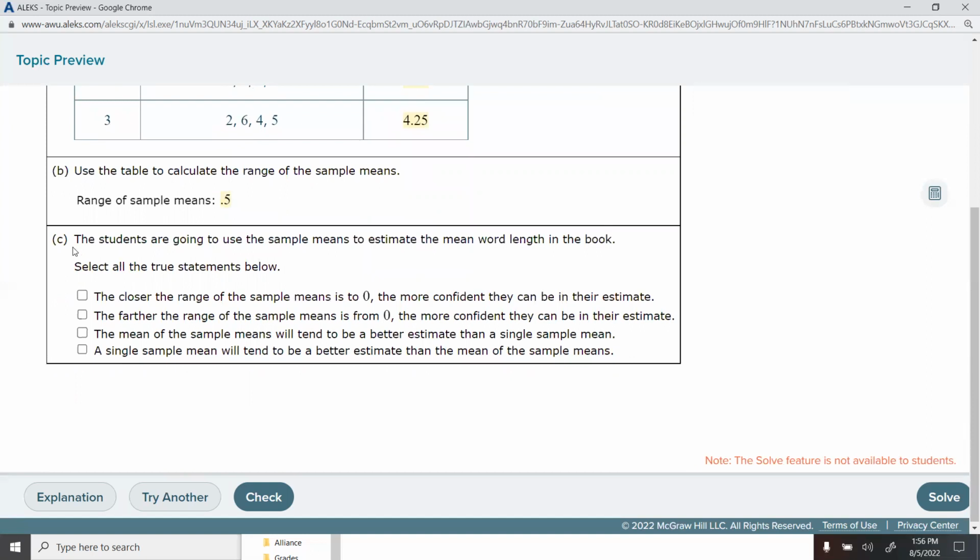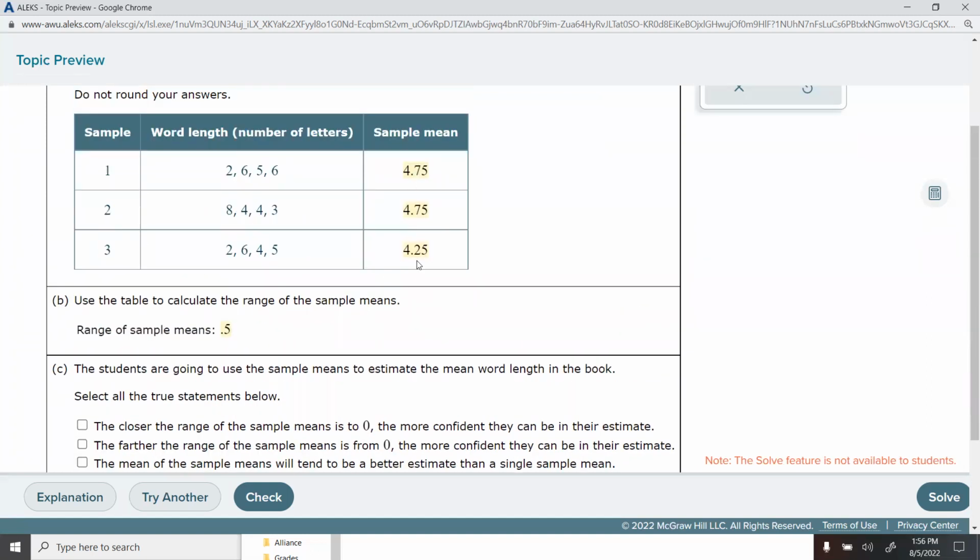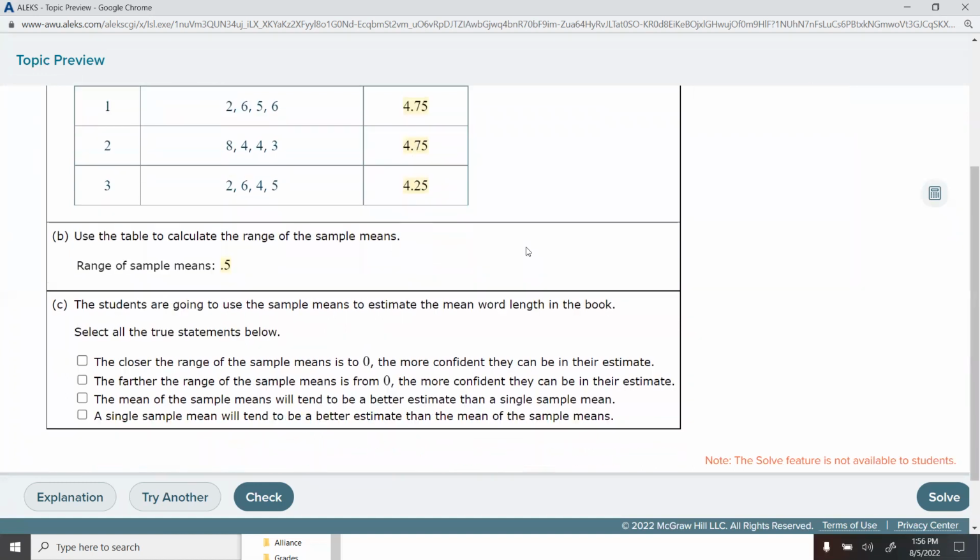All right, last part. The students are going to use the sample means, so these numbers here, the first three we calculated, to estimate the mean word length in the book. So select all of the true statements.